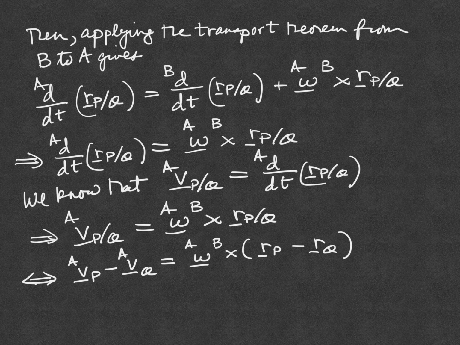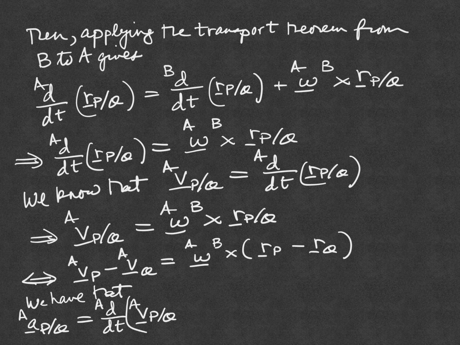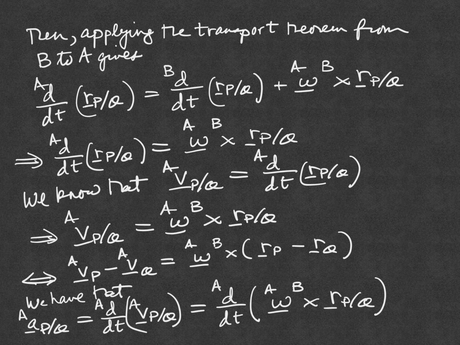So using this result, this difference in velocity between 2 points on a rigid body, we can now apply the transport theorem a second time to be able to compute the acceleration of p relative to q in A. So we have that the acceleration of p relative to q in A is equal to the rate of change in A of the velocity of p relative to q in A, which is equal to the rate of change in reference frame A of the angular velocity of B in A crossed with the position of p relative to q, where we note that we've just substituted the first result into this second rate of change in order to be able to obtain the acceleration of p relative to q in A.